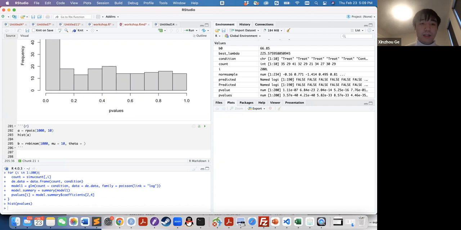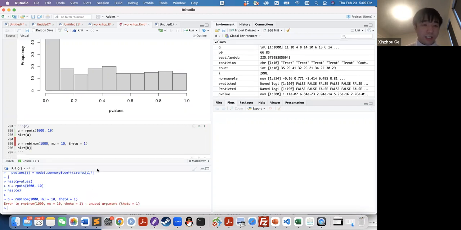And we also have an extra argument called theta. I'm not sure whether they call it theta in R. I guess so. So we make theta equal to 1. It means that the variance will be 10 plus 10 squared over theta, which is more than 100. So it will be very large. Then we can also generate a histogram for the negative binomial distribution. Let's run this.